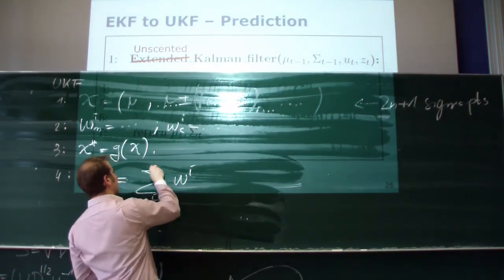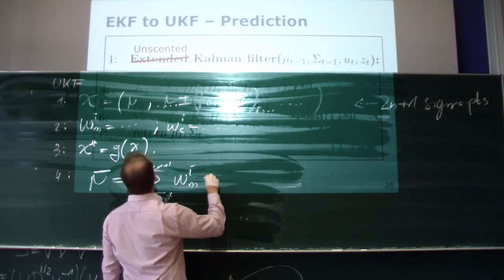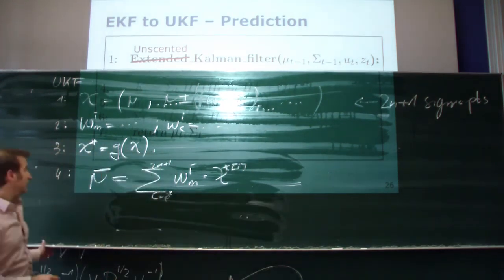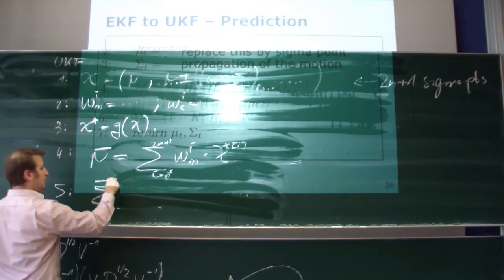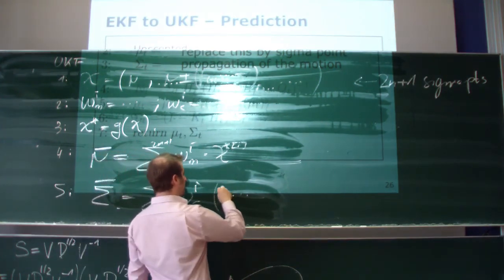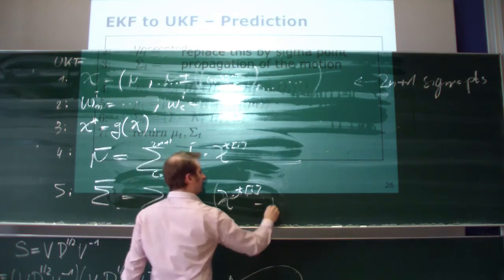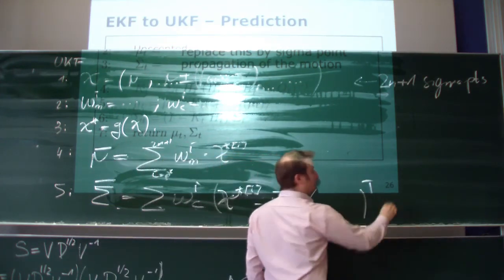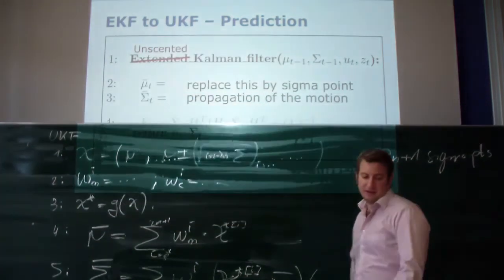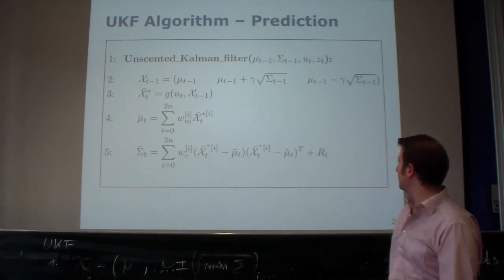The sum from i equals 1 to 2n plus 1 of the mean times the star sigma point i. And this is exactly the same we can do for the covariance: the sum over i of the covariance star i minus the mean, same over here. Perfect. That's the motion update of the unscented Kalman filter. Let's see exactly what we have here, and see if we haven't made any mistake. Small mistake.